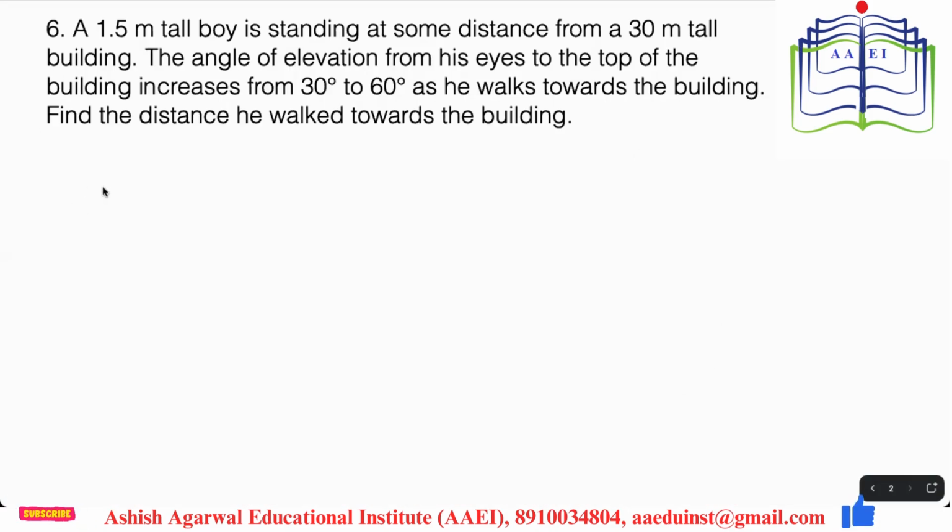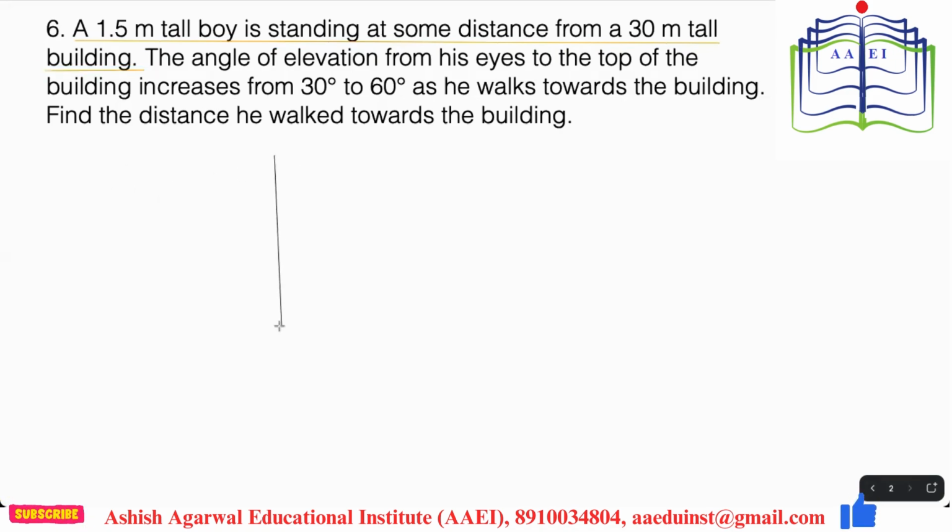This is question number 6 of the NCERT textbook. The question goes like this. A 1.5 meter tall boy is standing at some distance from a 30-meter tall building. So, we have learned to draw the diagram for the question in bits and parts.